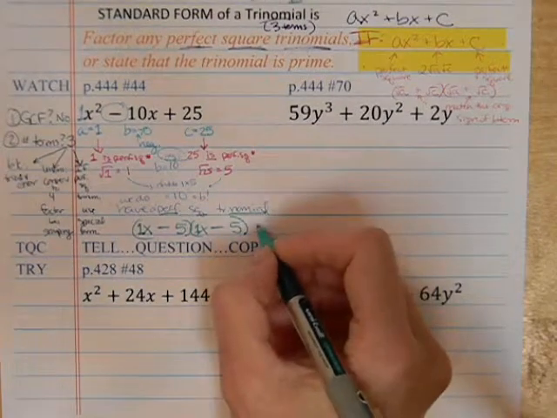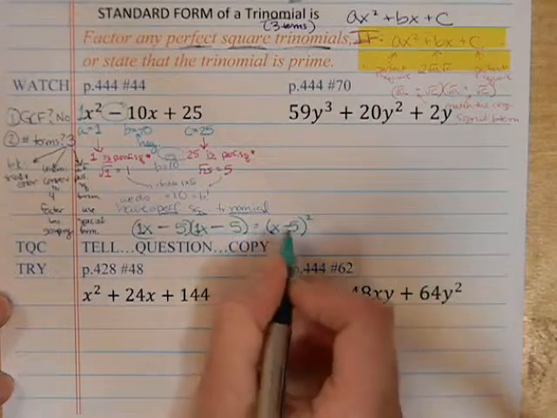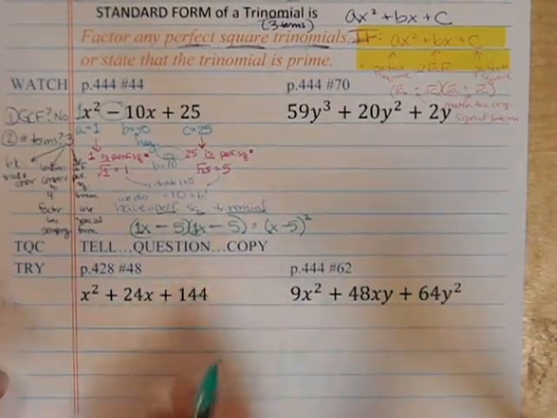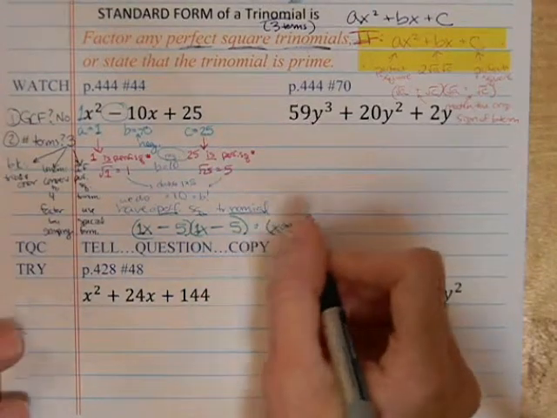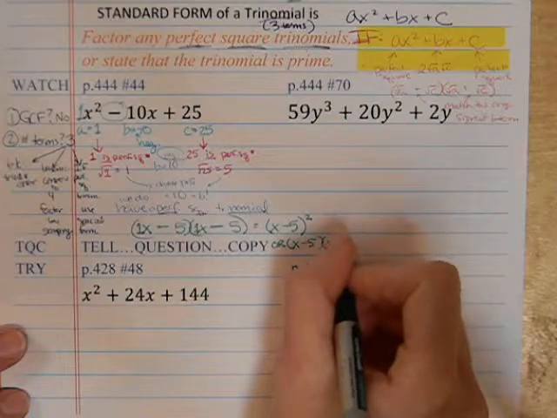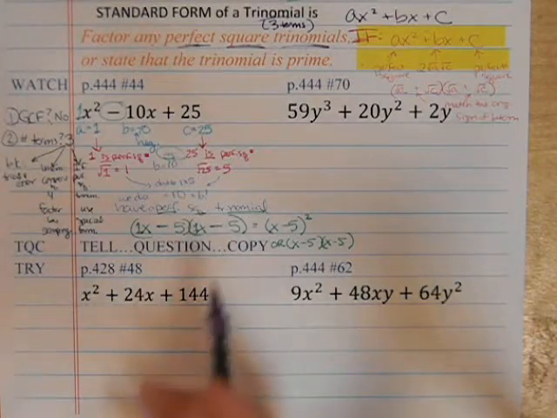Okay? And some you might see the answer written as a binomial squared. You might see it as x minus 5 quantity squared because they both exactly match. Okay? So you could write that as x minus 5 quantity squared, or you could write it out as the two factors x minus 5 times x minus 5. Okay? So that's an example of how you use perfect square trinomials.